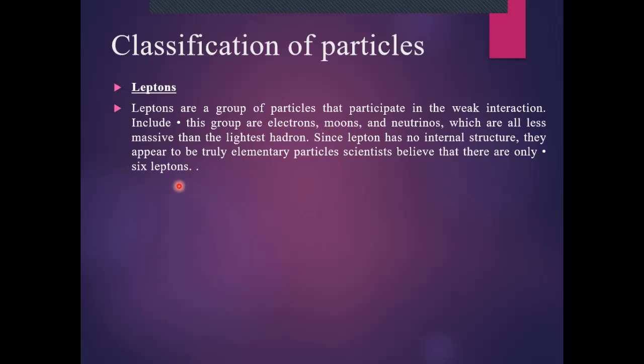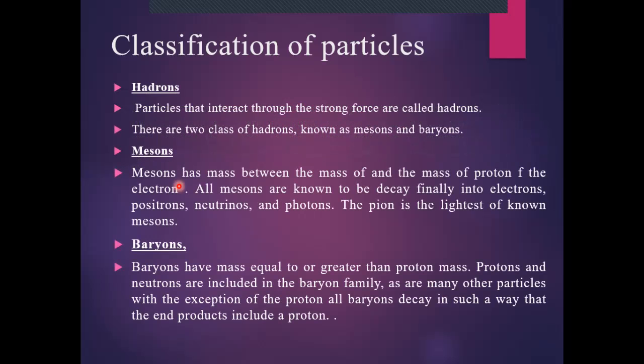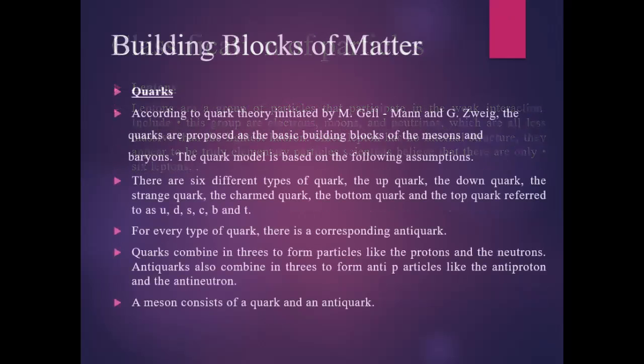So it means that leptons are elementary particles. They are not made up of any other particle, whereas the hadrons are not elementary particles. They are made up of quarks. So what are quarks? According to quark theory, which was initiated by M. Gell-Mann and G. Zweig, quarks are proposed as the basic building blocks of the mesons and baryons.